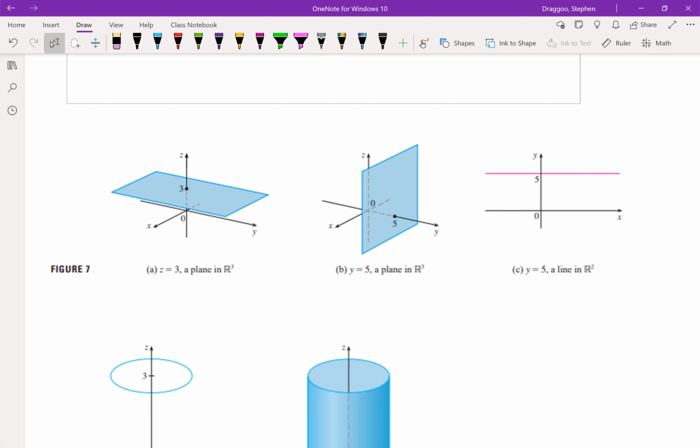As opposed to in 2 space, or a plane, when I have y equals 5, then it's just x that can be whatever it wants to be. So I've only got 1 free variable, so only 1 dimension to worry about, which creates just a line.